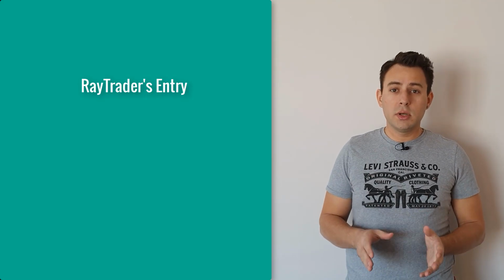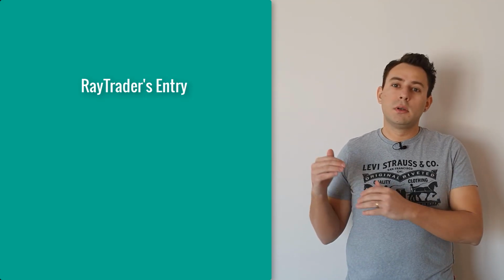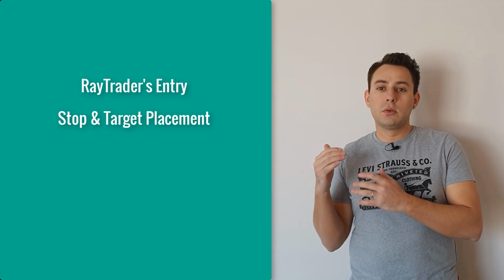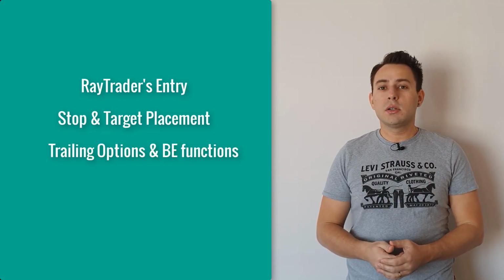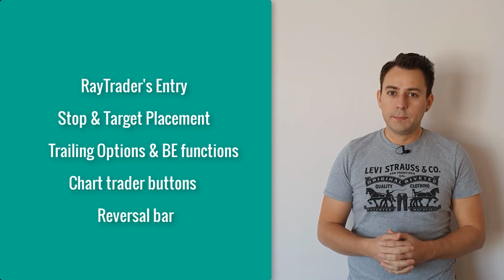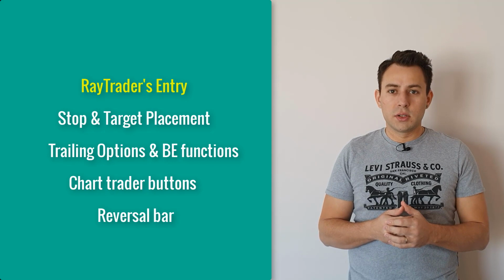So first of all, what we're going to discuss is the RayTrader's entry. Then we're going to move to stop and target placement. Then we're going to move to trailing options and break-even function. And then we're going to look at the chart trader buttons and the reversal bar. So let's get started on the entry function.